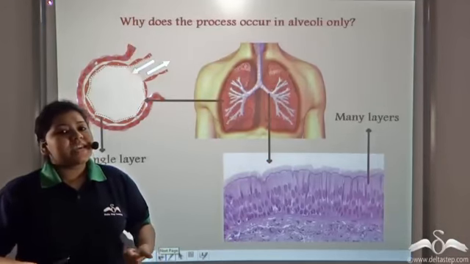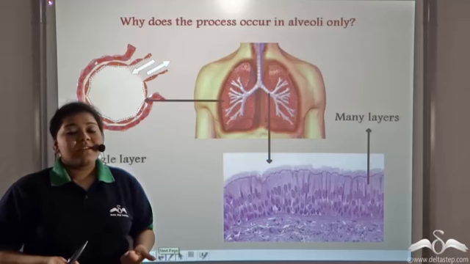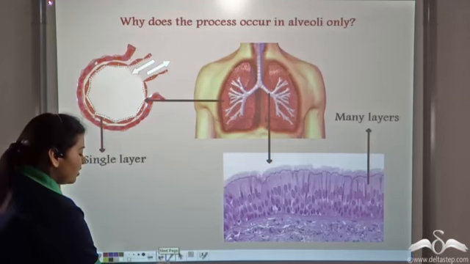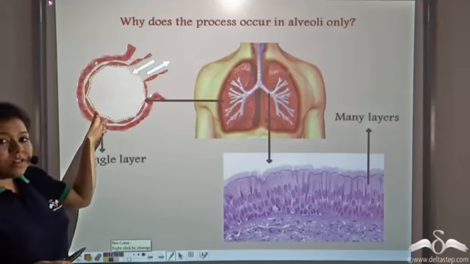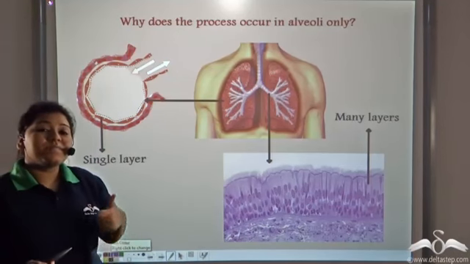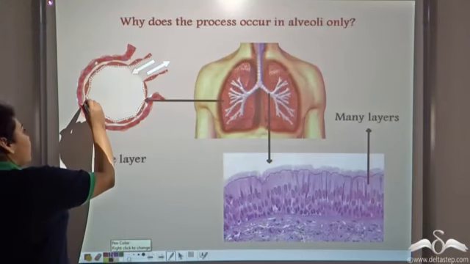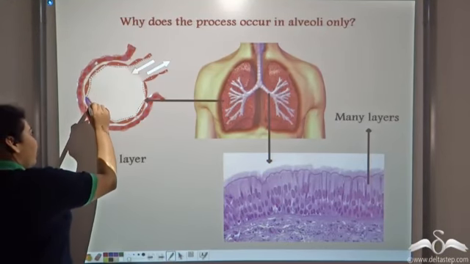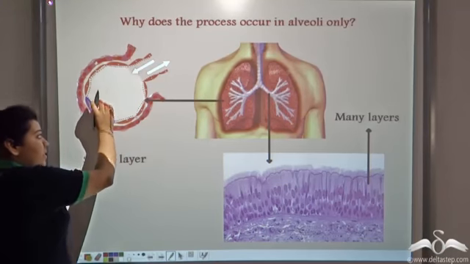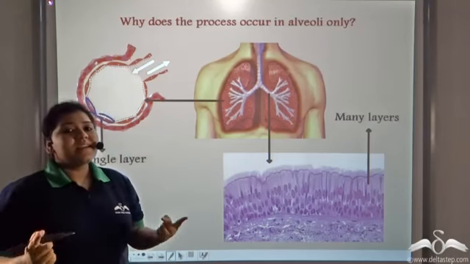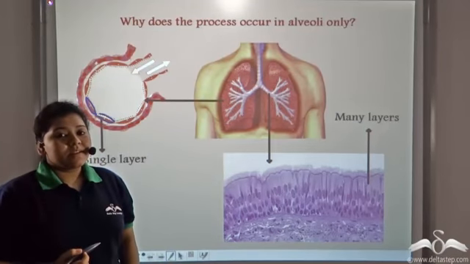Now, why does the gaseous exchange take place in the alveoli only? Well, if we look at the structure of the alveoli, we'll see that the walls of the alveoli are made up of a single layer of cells. This is one cell, this is another cell, and this one single line of cells forms the walls of the alveoli.